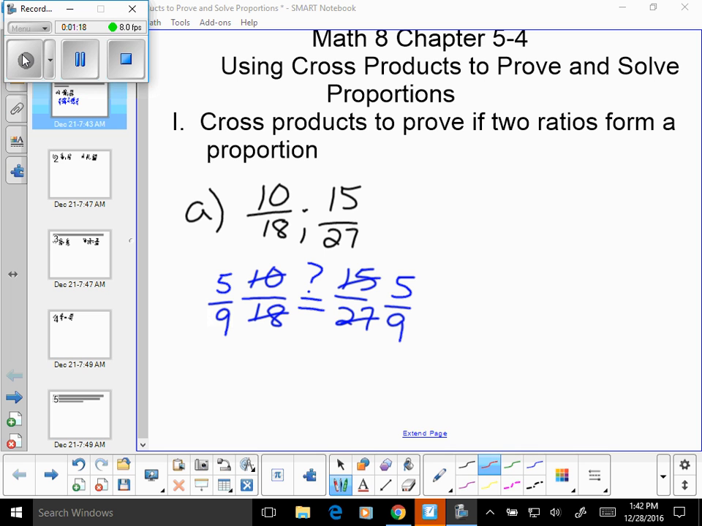However, they want us to use cross products, which means I'm going to take the 9 times the 5 across that way, and the 5 times the 9 the other way, on the diagonal. So I will have 45 equals 45. In this case, yes, the two ratios are equal, therefore they form a proportion.